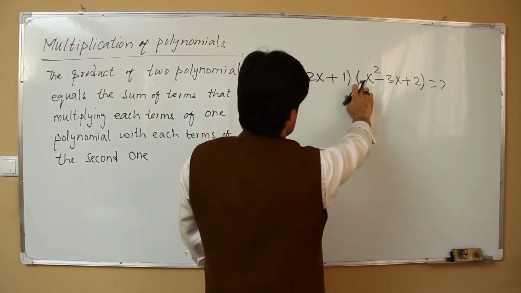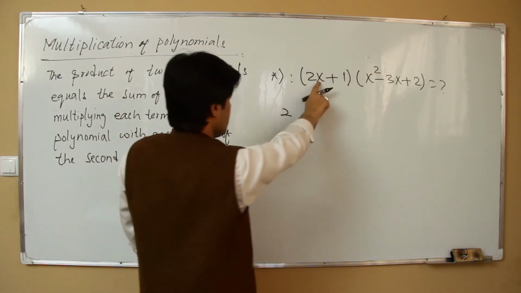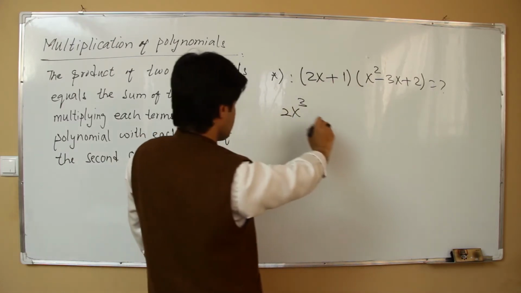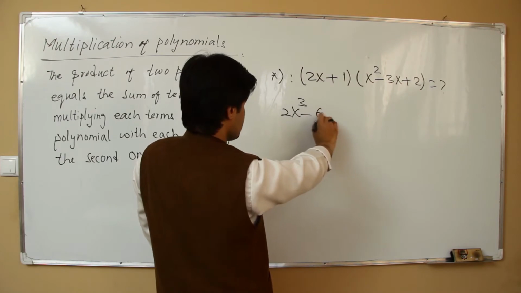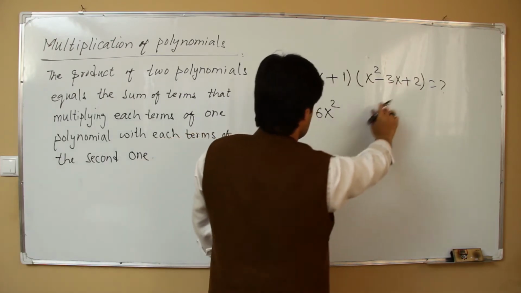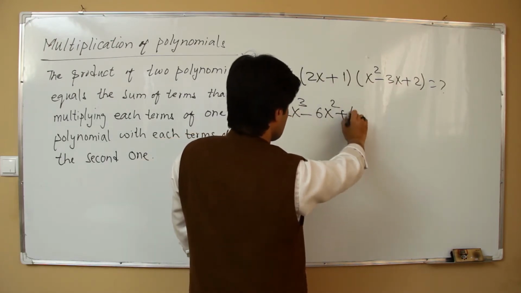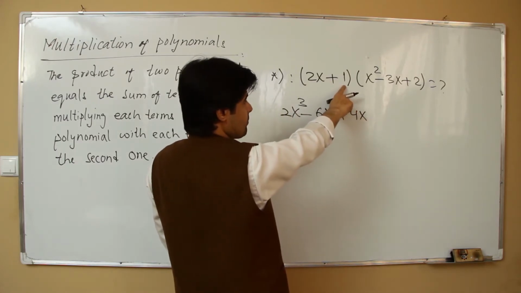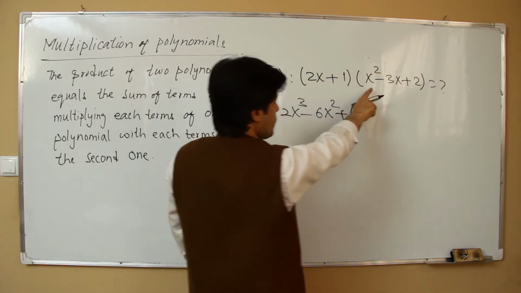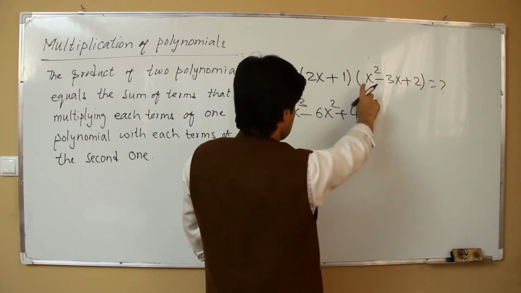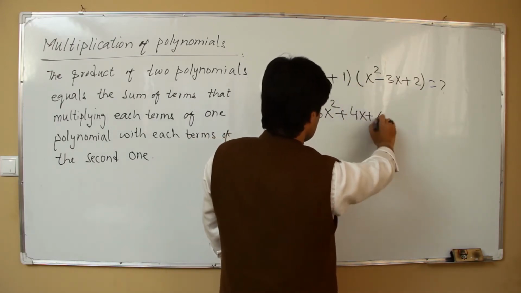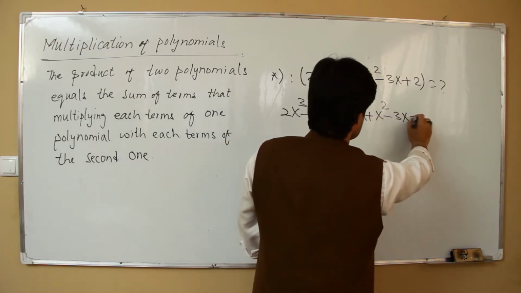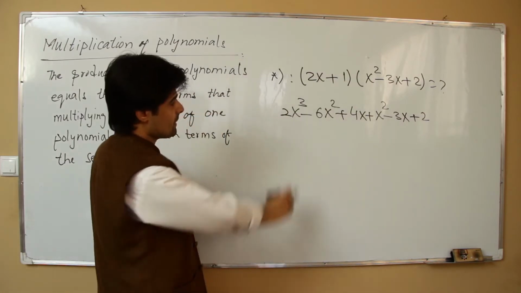Then plus with plus is plus, 2 with 1 it's 2, x times x squared it's x cubed; plus with minus is minus, 2 times 3 is 6, x squared; plus with plus is plus, 2 with 2 it's 4, 4x. Now I think we have to multiply plus 1 with each term of the second one. Plus 1 with x squared, 1x squared, minus 3x, and plus 2. Now, this is the result.